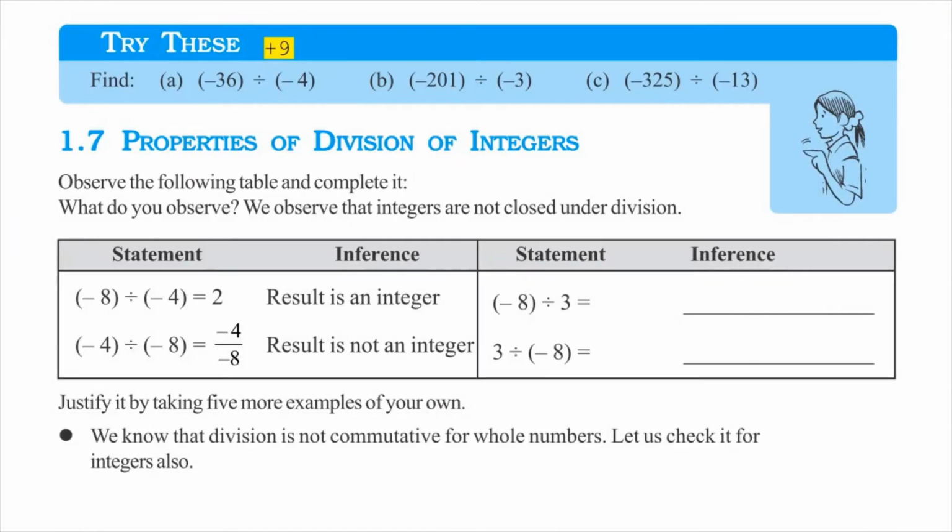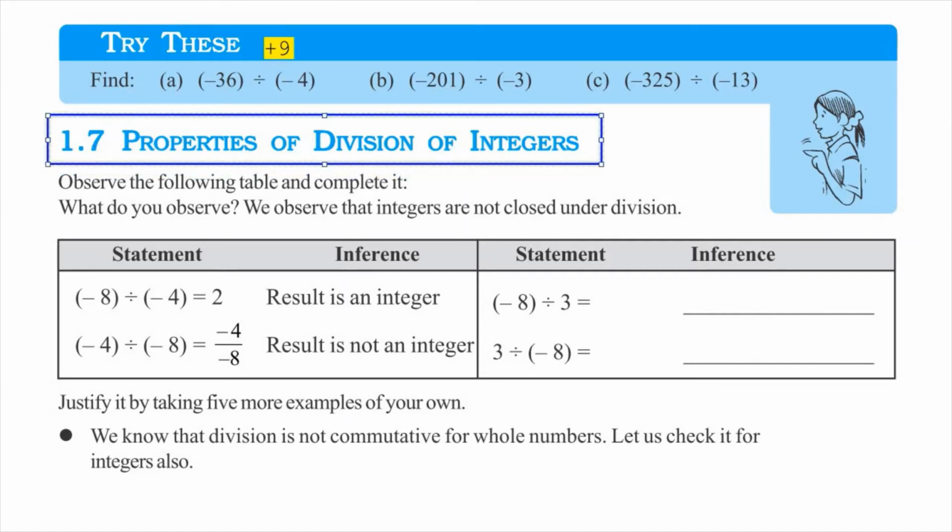Next, let us talk about the properties of division of integers. So in the previous videos, we covered the properties of multiplication of integers. Similarly, let us look into the properties of division. Observe the following table and complete it. What do you observe? We observe that integers are not closed under division. So let's see how we came to that conclusion.